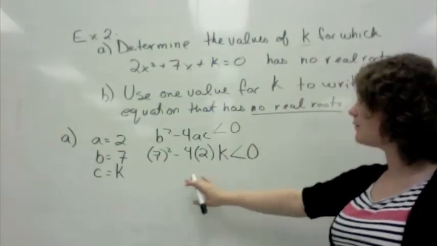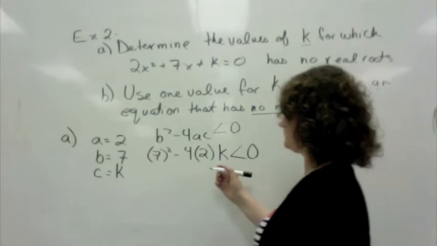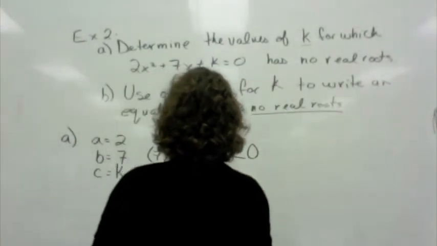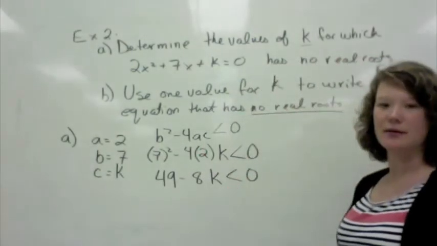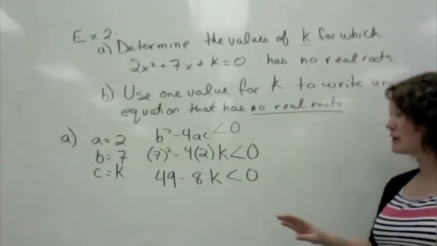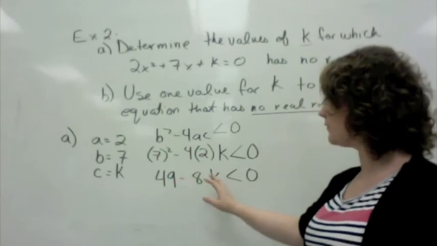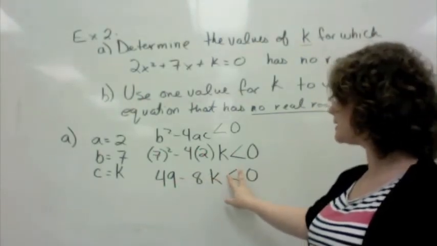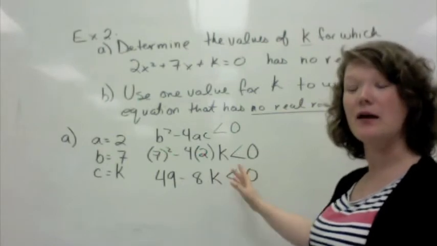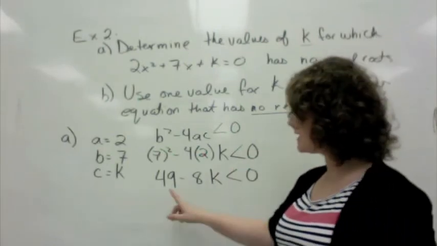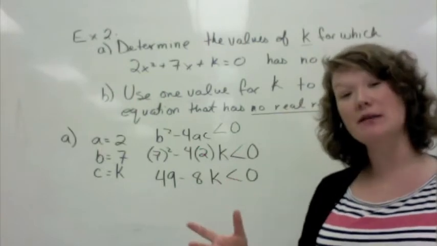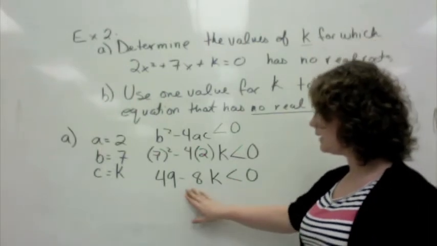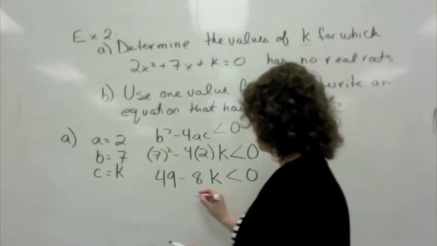Okay, so let's solve this part of the inequality. 49 minus 8k is less than 0. Now what I could do is multiply through by -1. That would mean that this inequality would flip. However, all I'm going to be doing is adding. You only flip when you multiply or divide by a negative number, but if you subtract, that's okay. Here, though, we're going to add 8k.